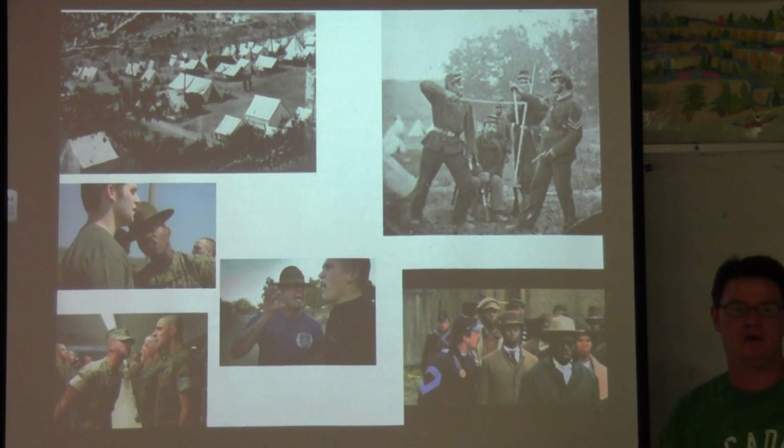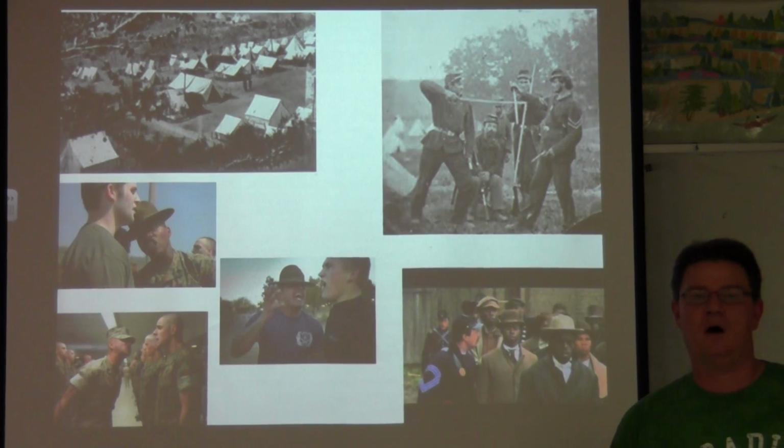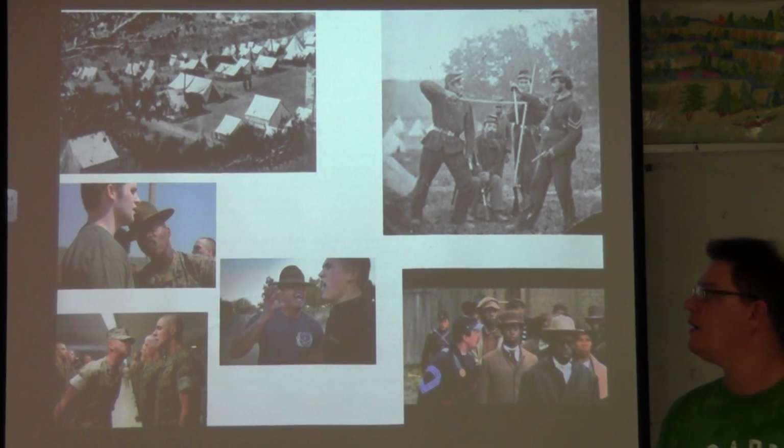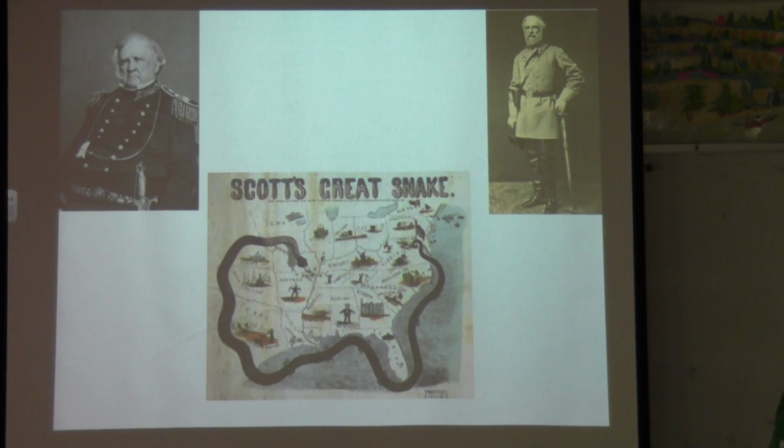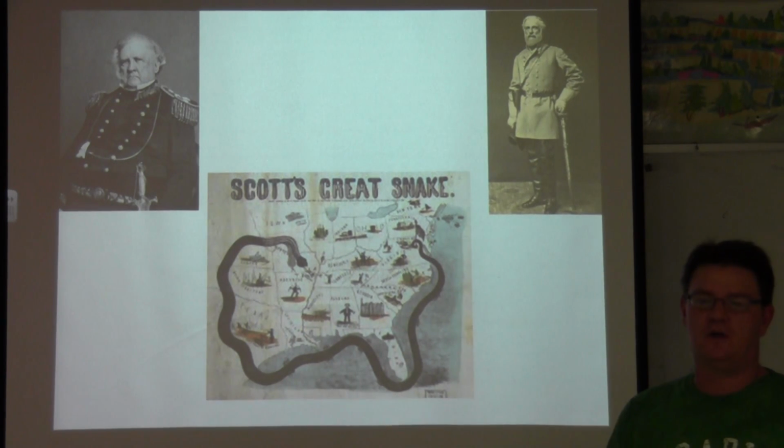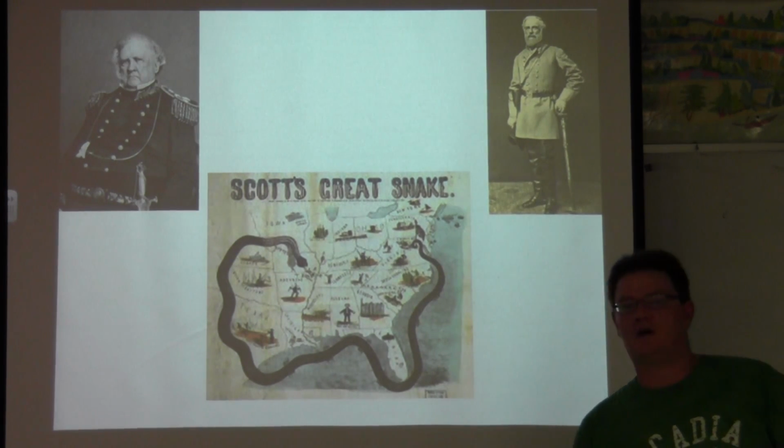And now all of a sudden, marching on the Washington Mall with the Germans yelling at them is kind of a scary thing. And so the president calls in Winfield Scott, a legendary American hero, and says, Winfield, what's our plan?